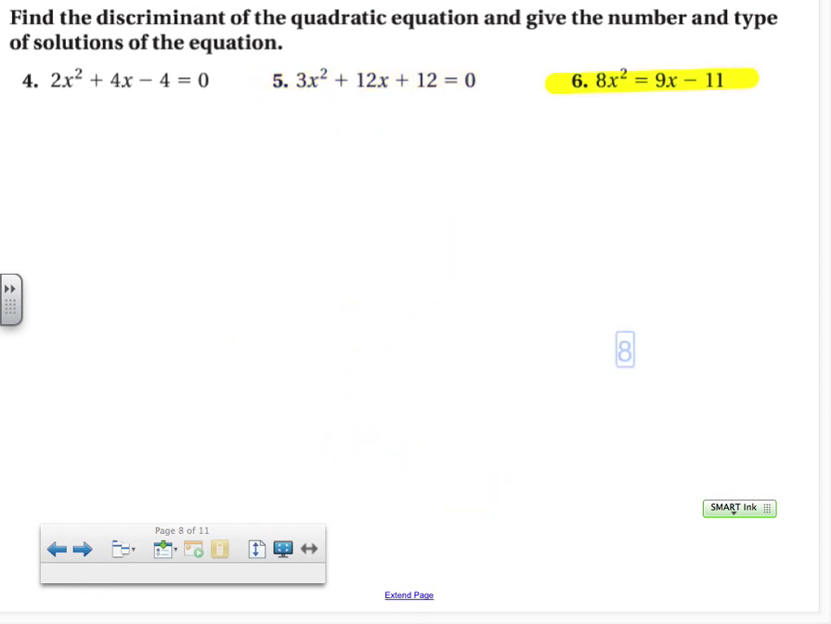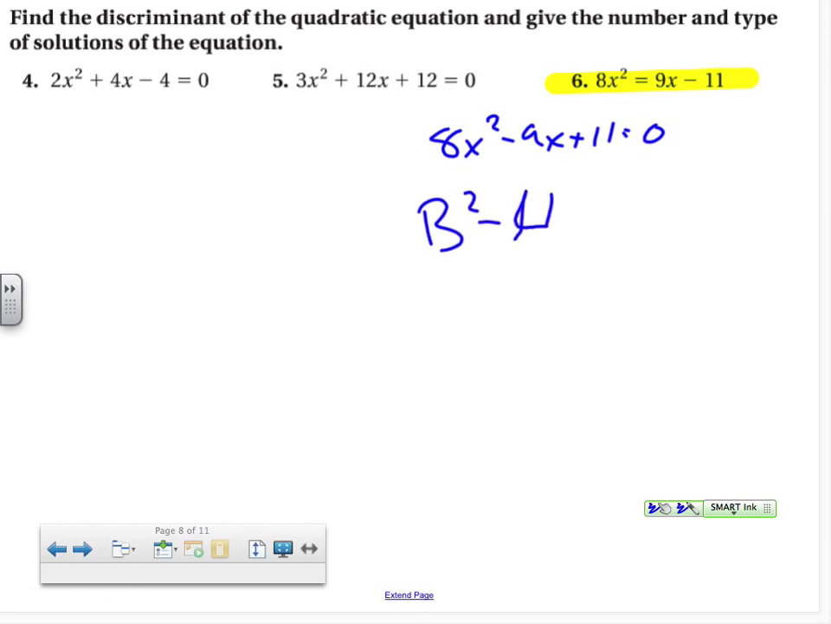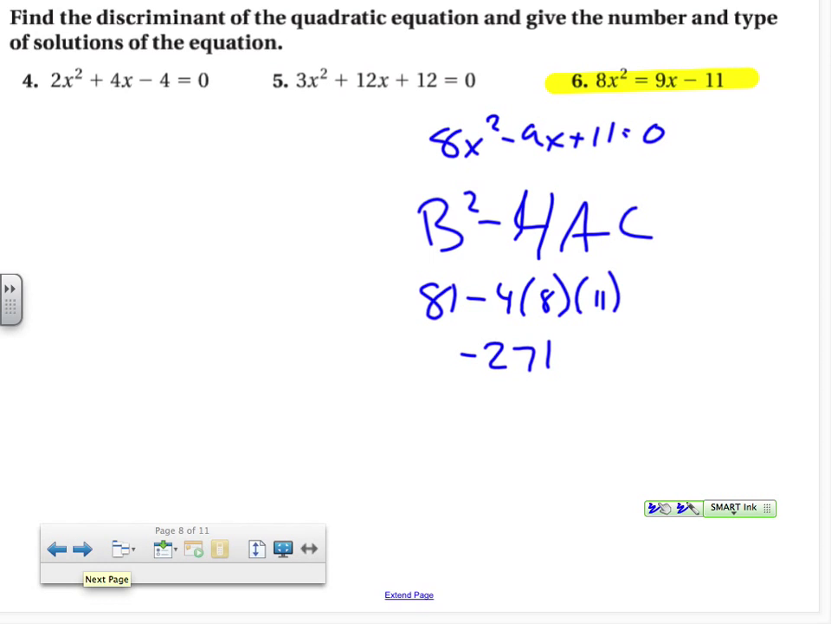The next one, get it in the standard form. We'll subtract 9x. We'll add 11. Substitute in. Okay, b is negative 9. B squared is 81 minus 4 times 8 times 11, which is negative 271. Okay, that is less than 0. Because it is less than 0, we have 2 complex solutions.